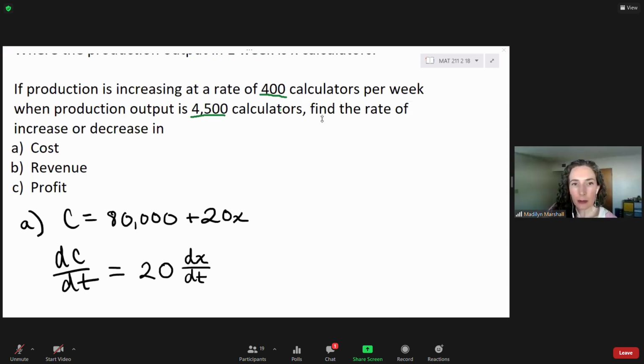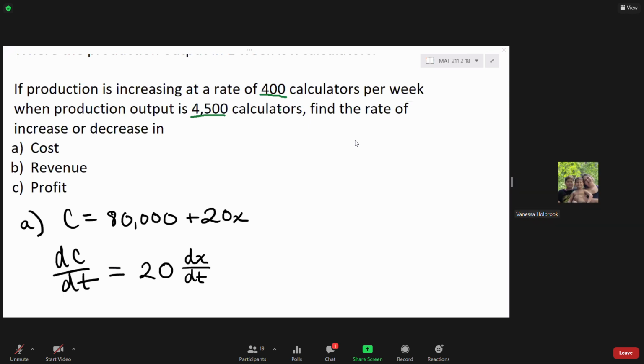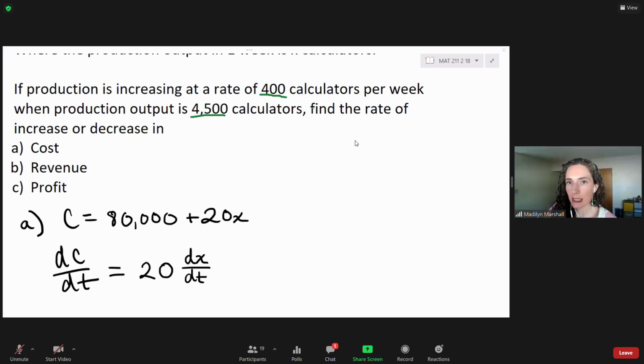So a little bit longer on that poll, and then we will talk about it. If you haven't answered the poll question, you have 10 seconds.